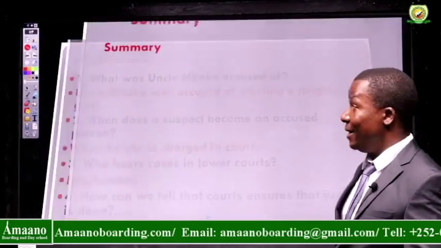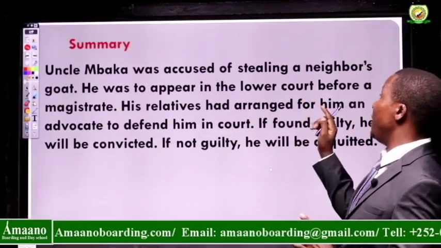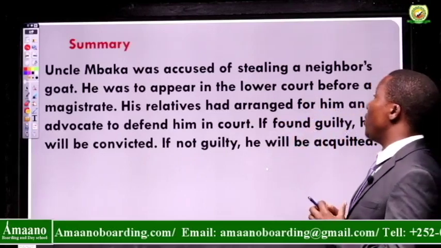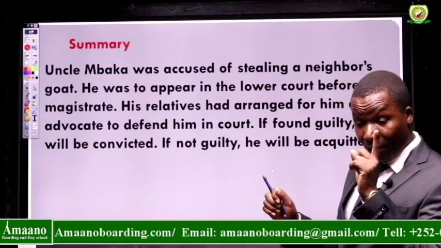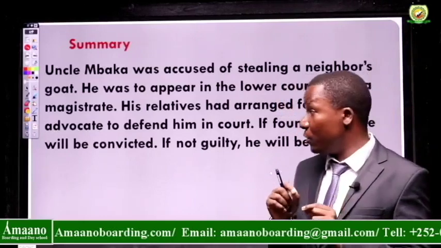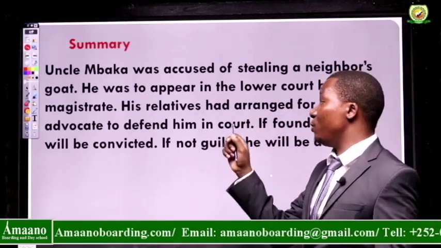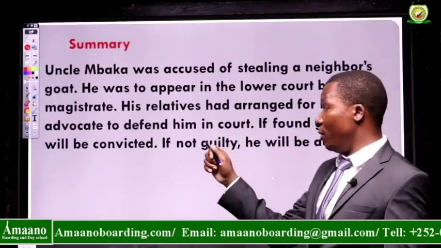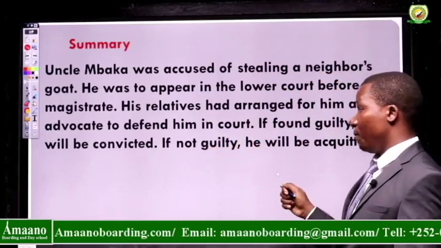So in summary, this is what we've read. Angombaka was accused of stealing a neighbor's goat, and he was to appear in the lower court before a magistrate. His relatives, including the father of the one narrating this story, had arranged for him an advocate to defend him in court. If found guilty, he will be convicted. And if not guilty, he will be acquitted.